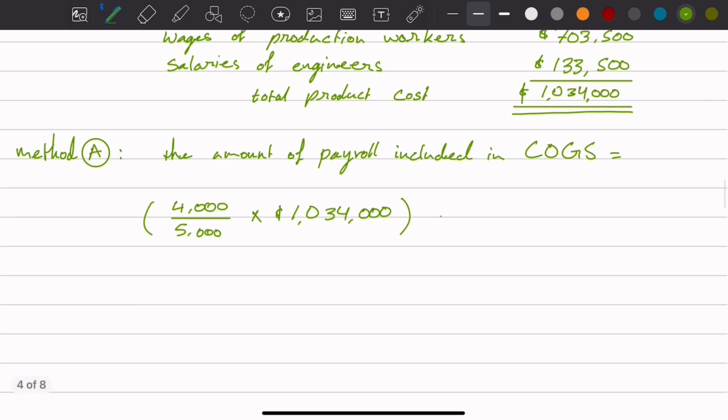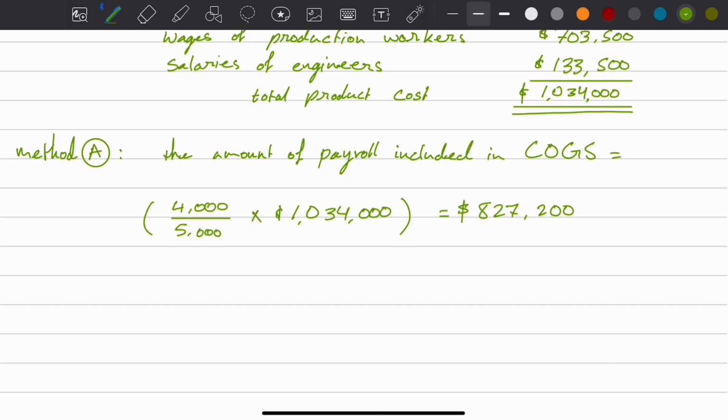Okay, 4,000 divided by 5,000, that's 80%, multiplied by 1,034,000. Okay, and that equals 827,200. So $827,200. Okay.